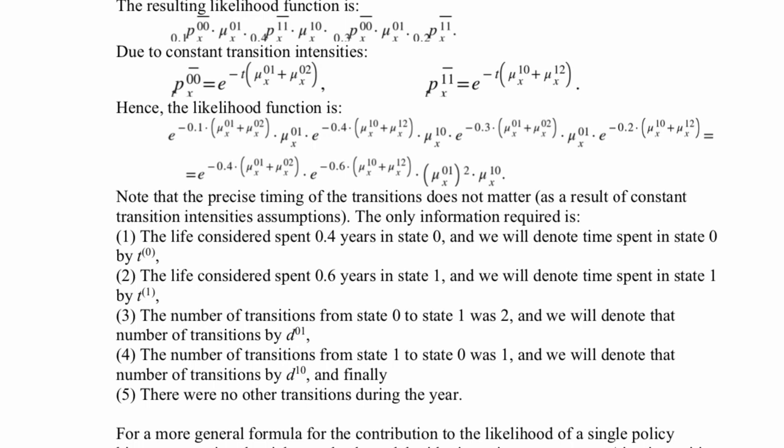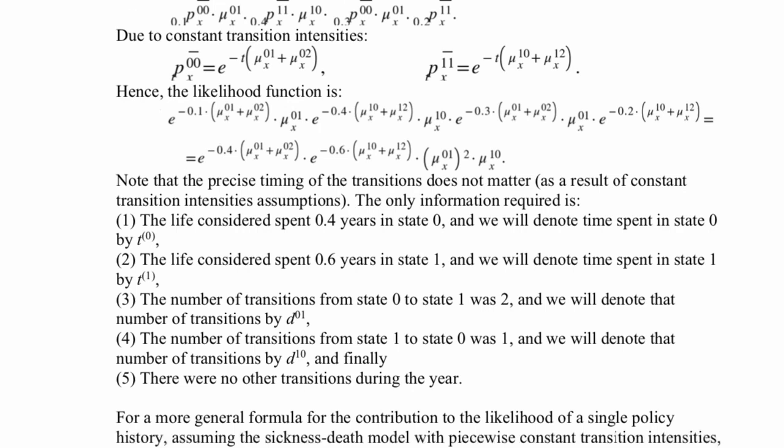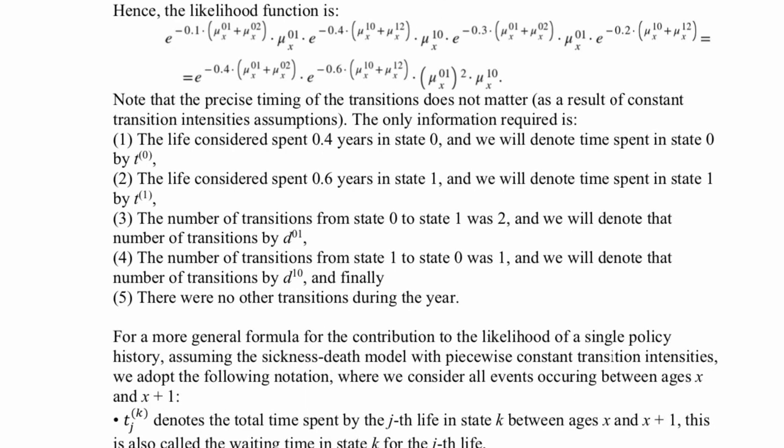But the intensities are constant, so tpx00 bar is e to the minus t times the sum of the forces trying to take you out of state 0, and tpx11 bar is e to the minus t times the sum of the forces trying to take you from state 1. And though you plug it in, you get this likelihood function, and it simplifies nicely. The precise timing of the transitions doesn't matter because this is constant intensity, so like the exponential distribution, it doesn't matter how old you are. The probability of death does not depend on age.